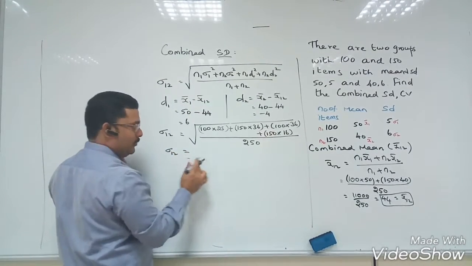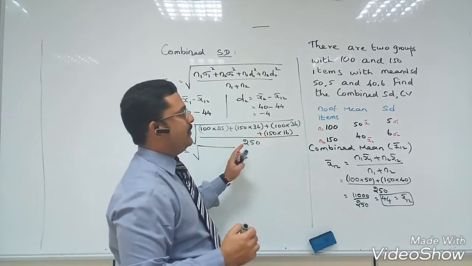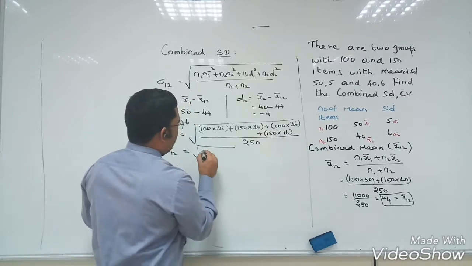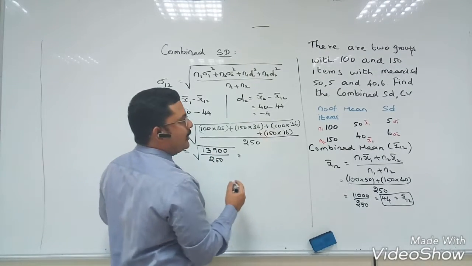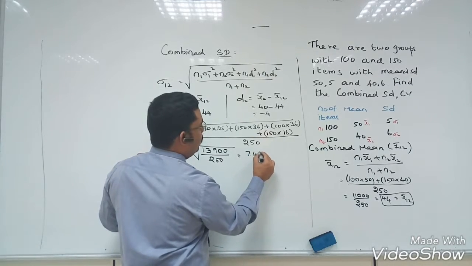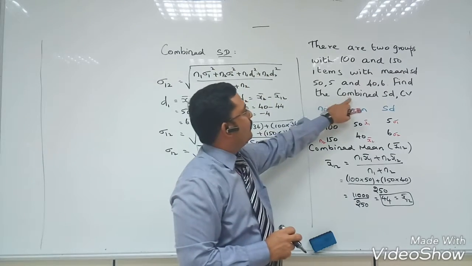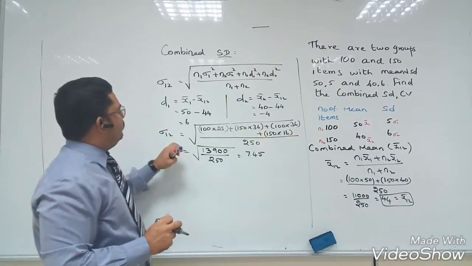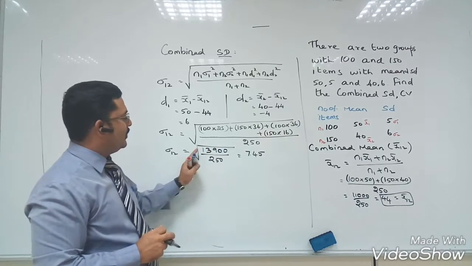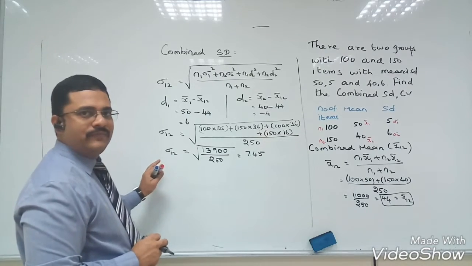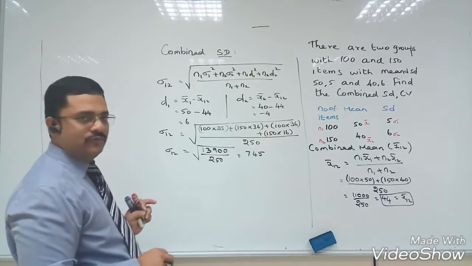So sigma 12 is equal to the square root of the summation of the products. I already have a calculator, and the solution is 13,900 divided by 250, and after taking the square root, this becomes 7.45. Let's take it as 7.45 itself, which is the combined standard deviation of the two items given. If you need a combined variance, simply remove the square root; this division is your solution for combined variance. And now the combined standard deviation is 7.45. We denote it as sigma 12.